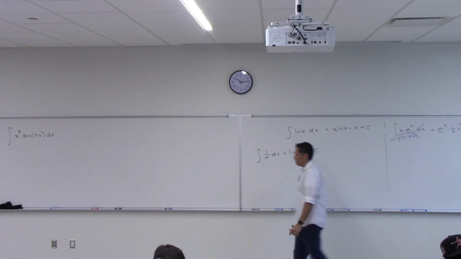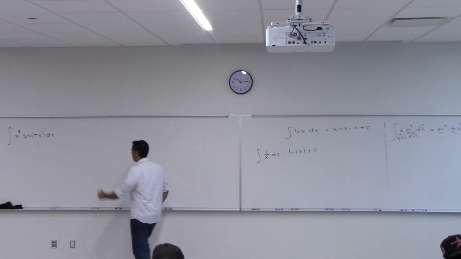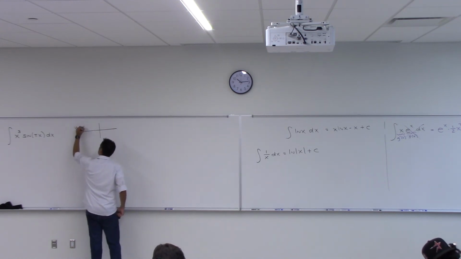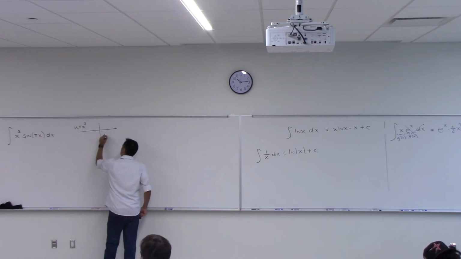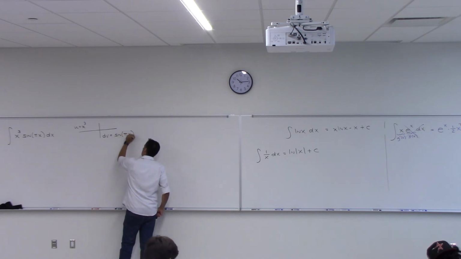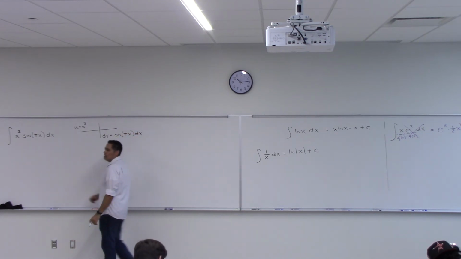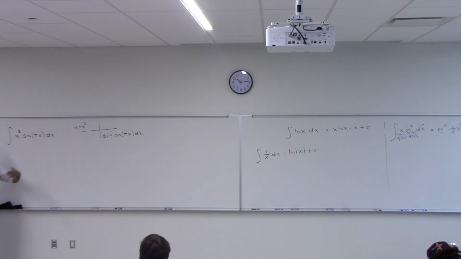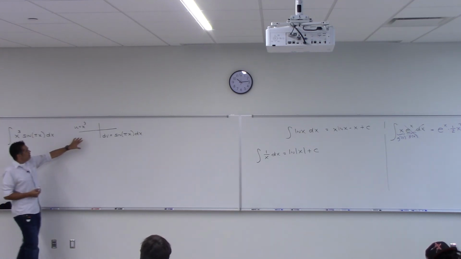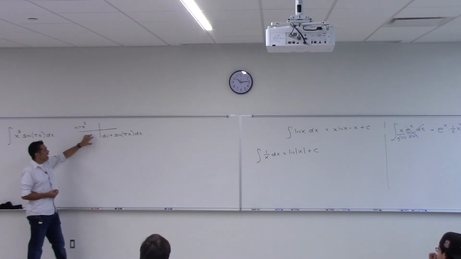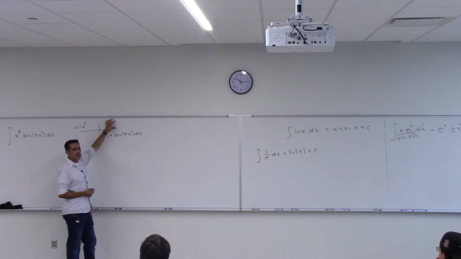What's your gut telling you here? Let u be the what? Let u be x cubed? If I do that, that forces me to let the other part, dv, be sine pi x dx. Let's try and look down the road. Where's this headed? What's this new integral going to look like? Well, the derivative here is going to be what? 3x squared. And here is going to become some constant with cosine, right?